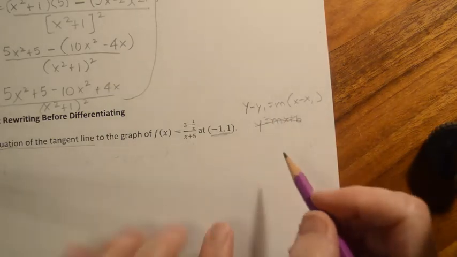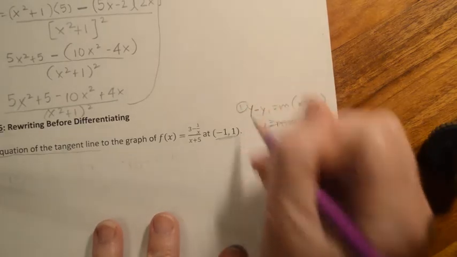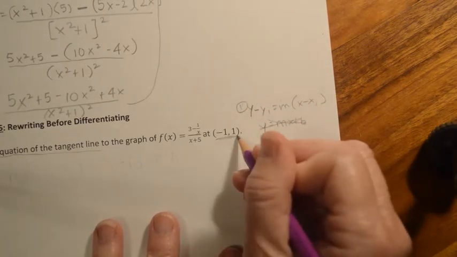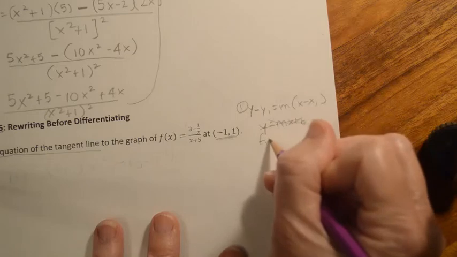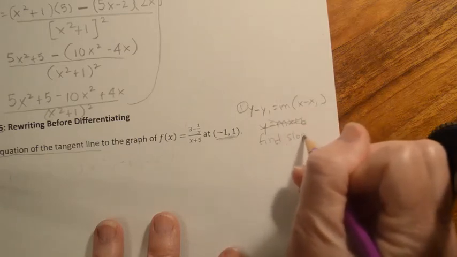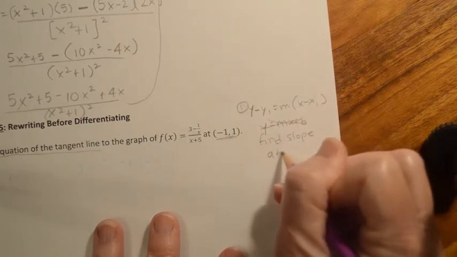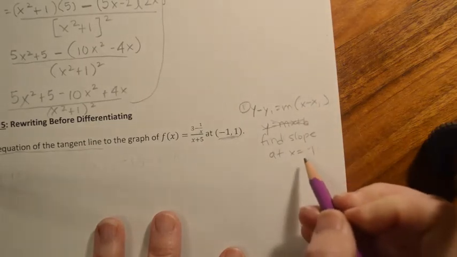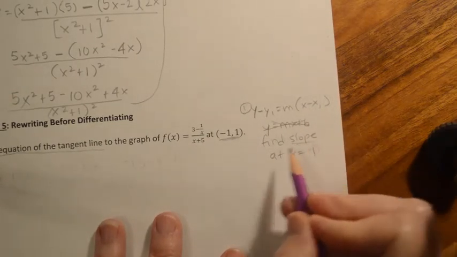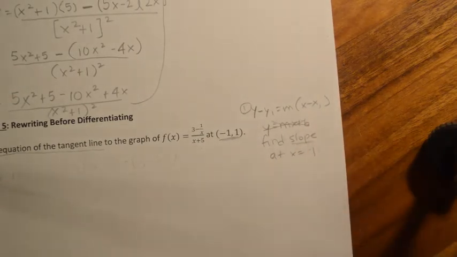The second thing we need to do is find the slope. So we know which equation we're going to use. We know what our point is. We need to find the slope at x equals negative 1. Again, remember, we hear slope and we associate that with the derivative. So we're going to take the derivative.